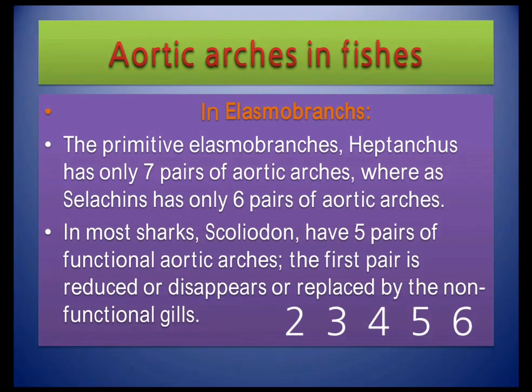So in these elasmobranchs we don't have number 1 arch. Here I have demarcated number 2, 3, 4, 5 and 6. So these arches are present in the adult forms, but we are lacking the arch number 1. So it has disappeared in the case of elasmobranchs.